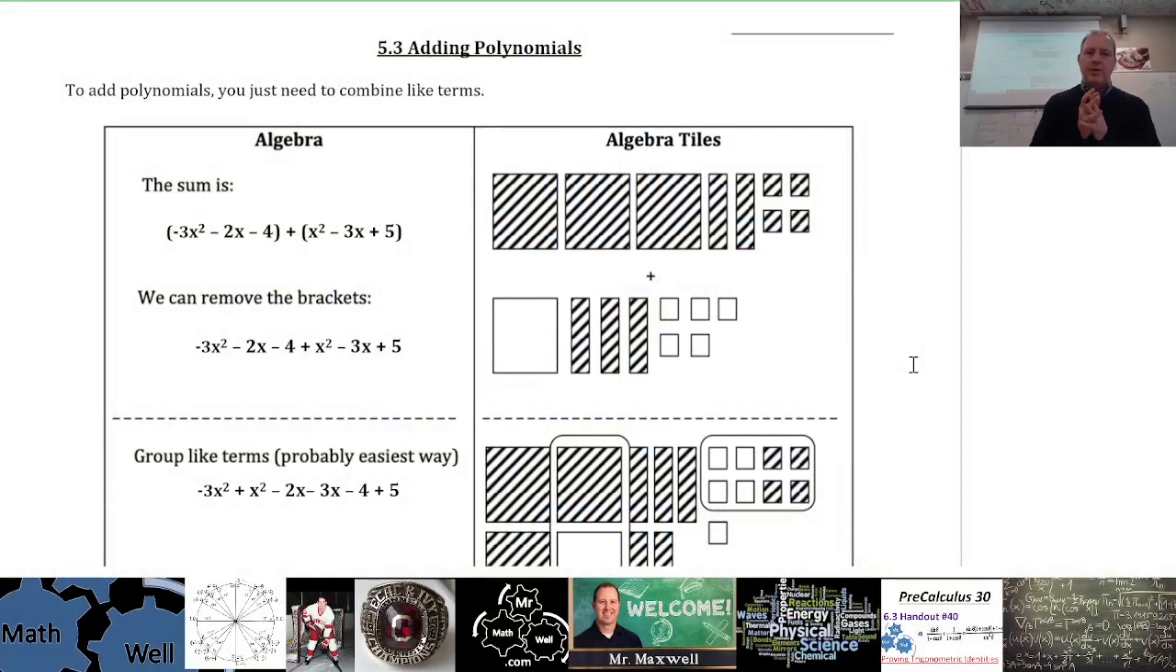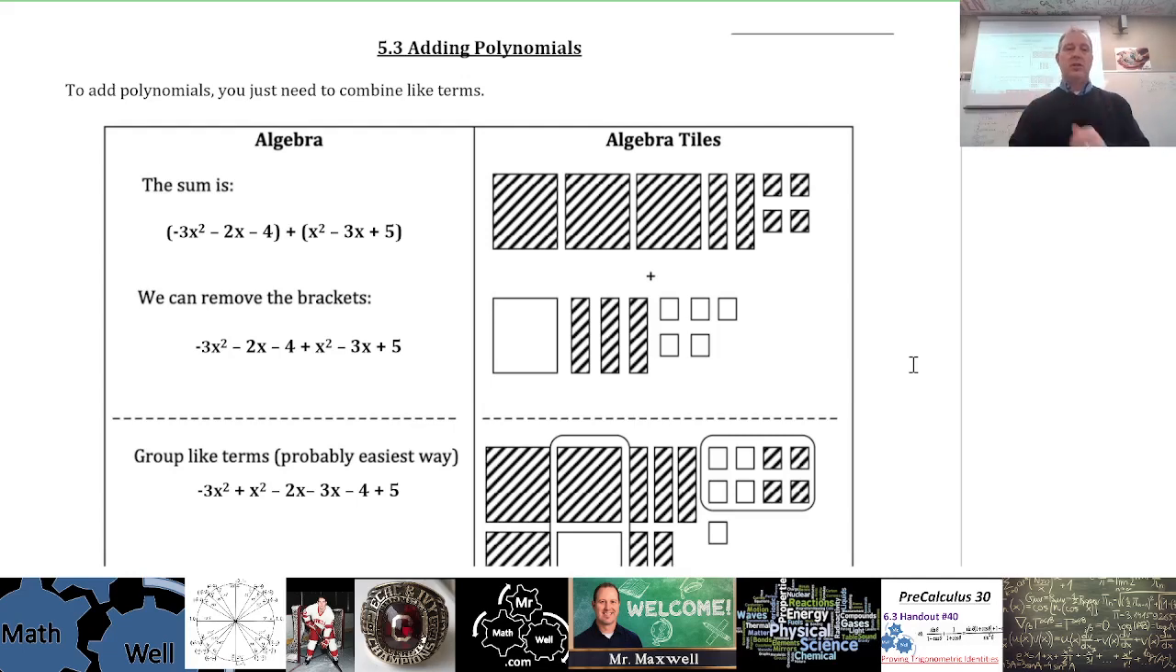All right, so here we are, 5.3, adding polynomials. You'll see that in your notes. You should have this exact page in your notes there. And we are going to talk about combining like terms like we did yesterday. We talked about what are like terms, which ones could we combine. And adding polynomials is simply a fancy way of combining all the like terms.